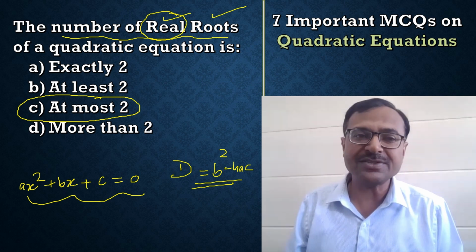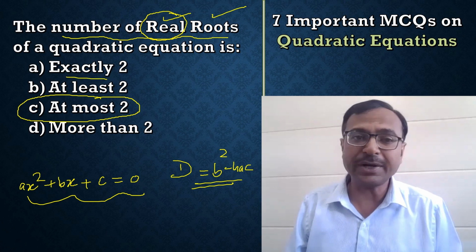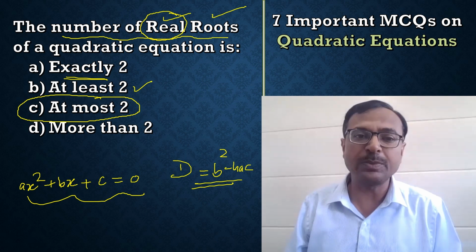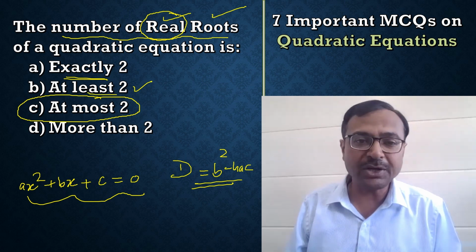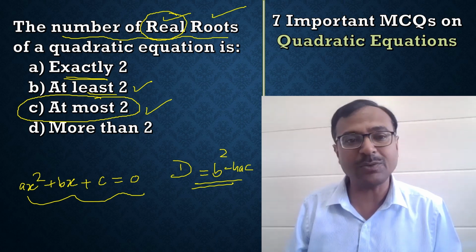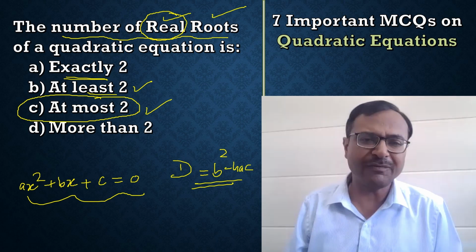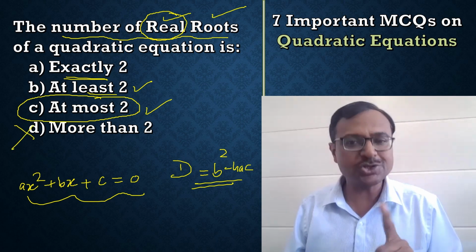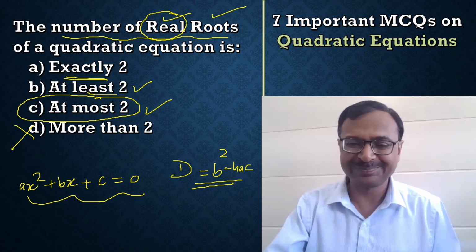So if you are getting confused about how many real roots it has, it's not exactly 2 because it can be less than 2. It cannot be at least 2 because it cannot be more than 2. It has to be at most 2 because you cannot have more than 2 real roots of a quadratic equation. Obviously, the fourth option is ruled out. So the answer for the question is at most 2 real roots.